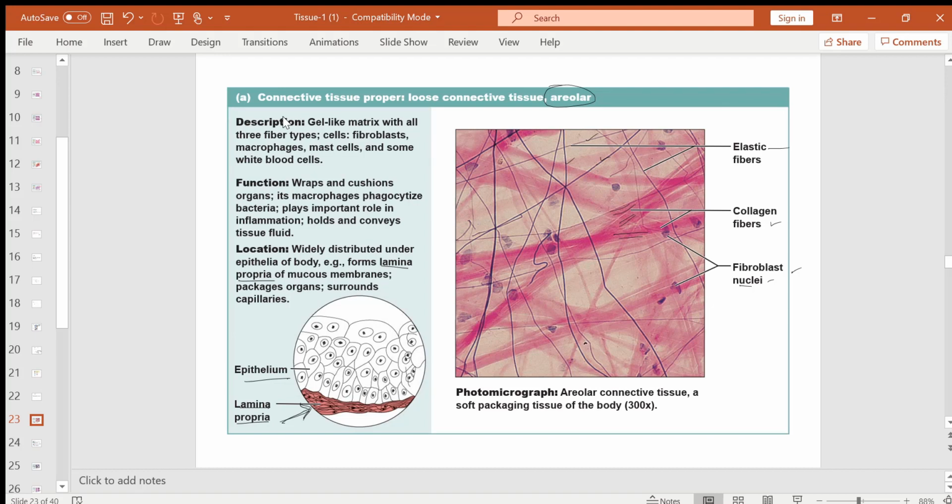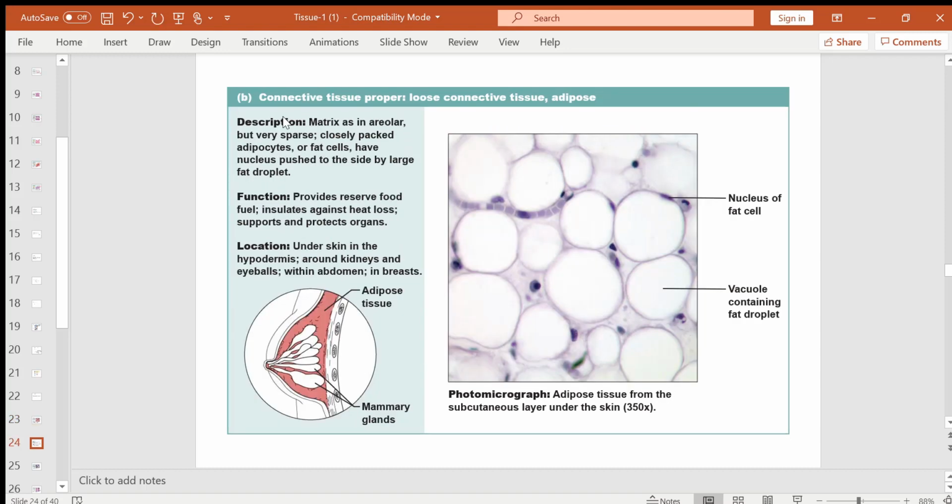Also loose areolar you will find around the capillaries. You know, the capillary wall is very thin, so around the capillary you have this type of soft areolar connective tissue that provides cushioning. Okay, protects the capillary walls. So those two areas you remember.